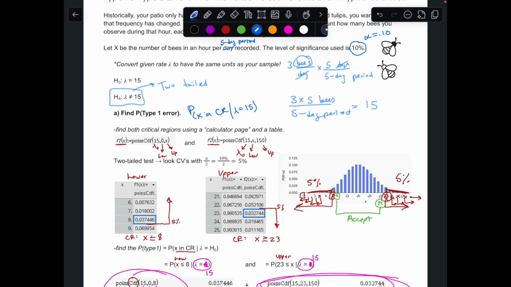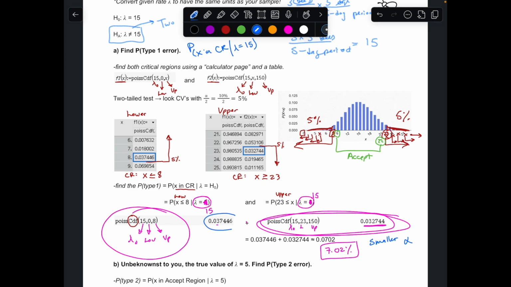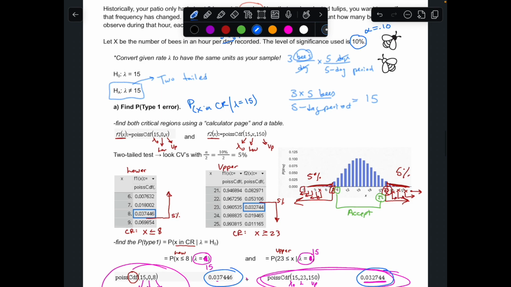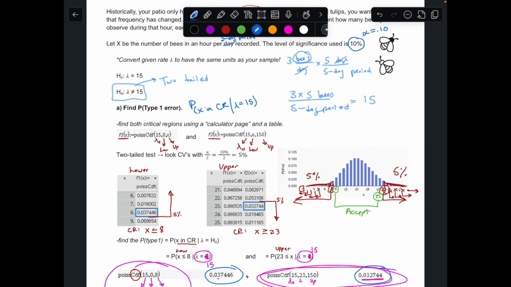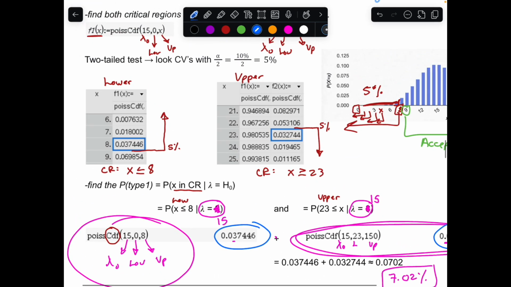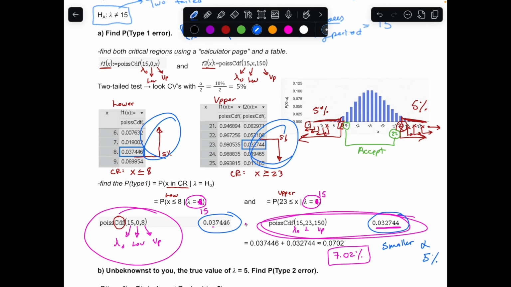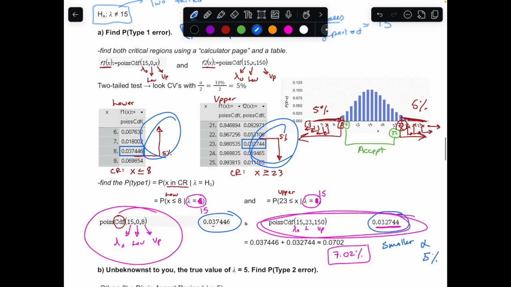Now, an alpha of 10% broken up in half means you've got 5 and 5. That's already made smaller because we're not really using 5%. So you might want to change your alpha to, say, 5% alpha, then you'd be looking for 2.5 and 2.5%, and that would reduce your probability of a type 1 error.